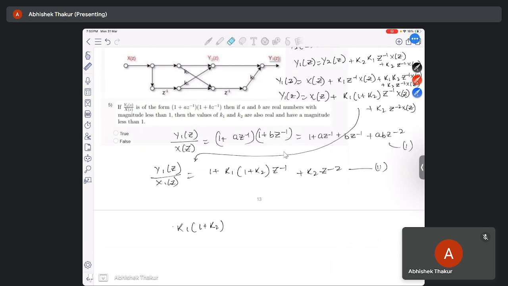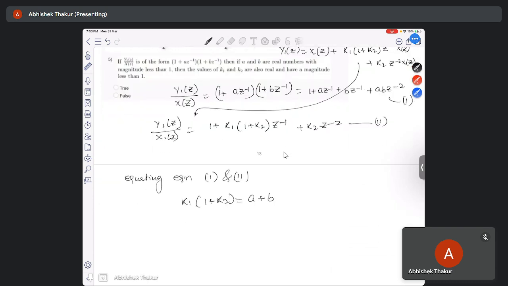So now, equating equation 1 and 2, we will get k1 1 plus k2 is equal to a plus b. Okay? And k2 is equal to ab. So from this we will get k1 is equal to a plus b divided by 1 plus ab, and k2 is equal to ab.